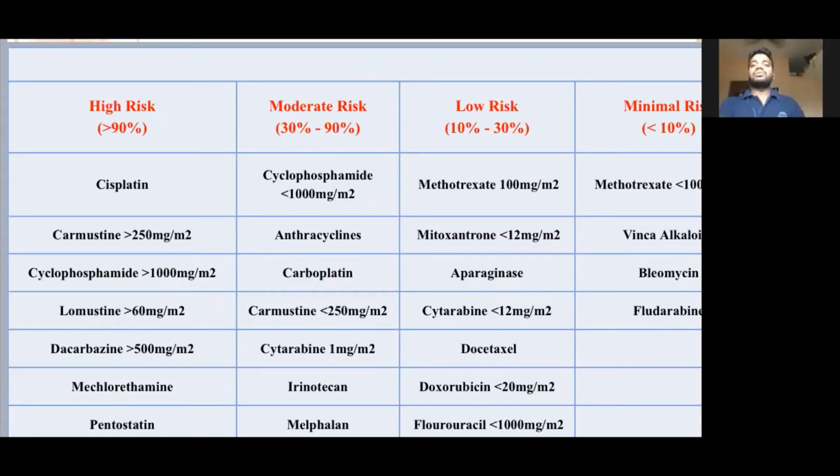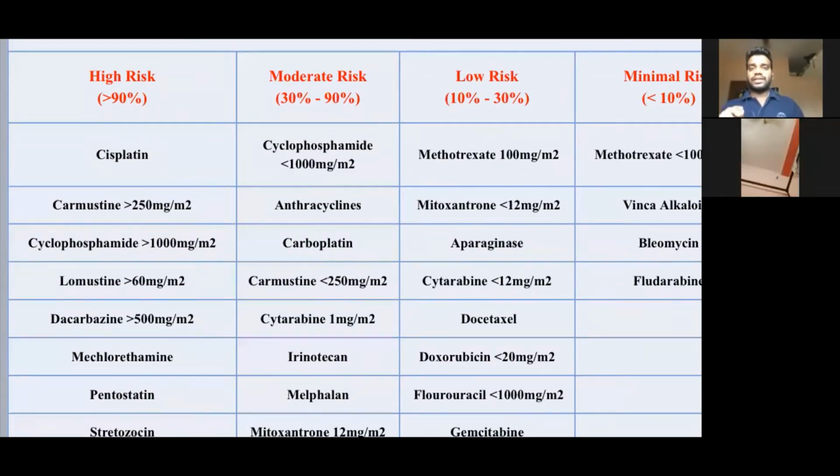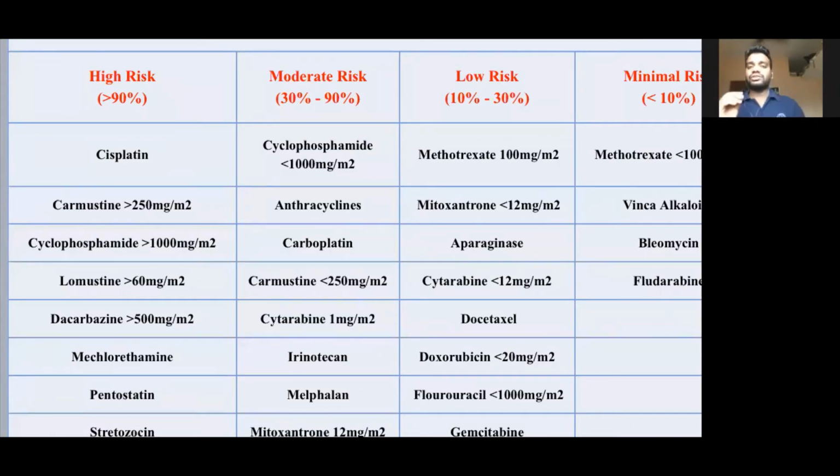Right. Now we'll see the list of drugs under high risk. We have cisplatin. If you use cisplatin, you should keep in mind that it is high risk emetogenicity. That means the patient is more likely to get nausea and vomiting. Similarly, if you use carmustine at a dose greater than 250 milligram per meter square, there is a greater than 90% chance of the patient feeling nausea and vomiting. But remember, you can see carmustine even in the moderate risk column. If you use carmustine at less than 250 milligram per meter square, then it's not high risk, it's moderate risk.